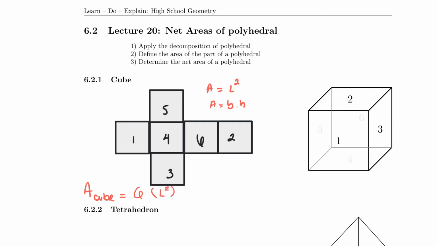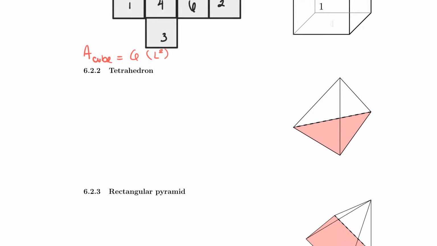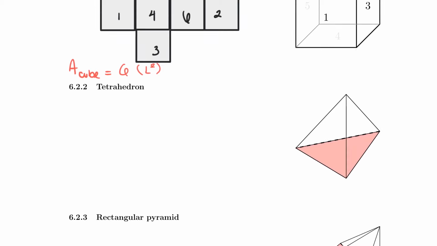Okay, so let's move on to the next figure. We have the tetrahedron, and if we remember the last lecture, we said it is 4 triangles, 1 at the base and 3 that meet at a common point, right? So the net area of the tetrahedron will be the sum of the triangles' individual areas.